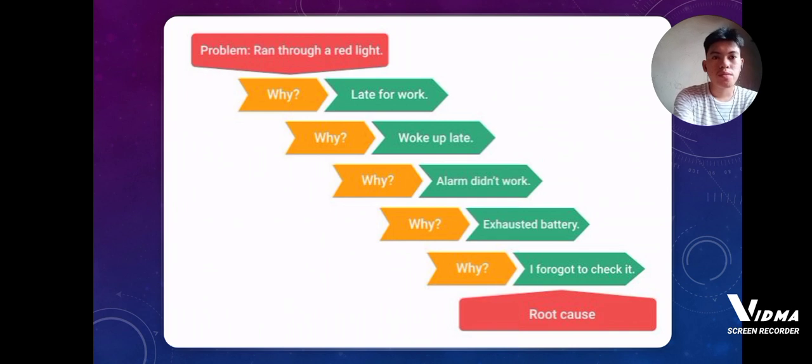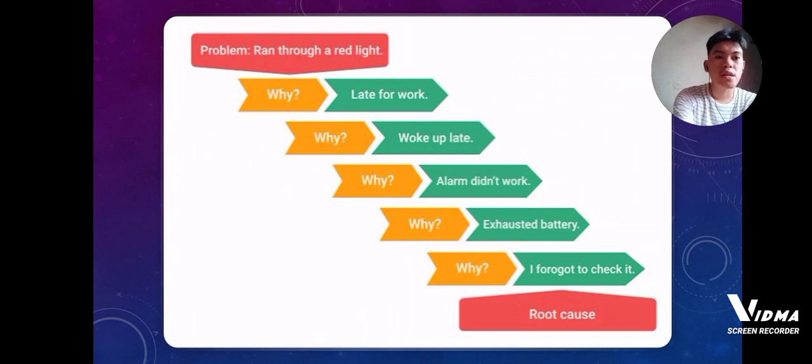So here we can see the problem: run through a red light. So the question is why? Late for work. So why did he become late for work? Because he woke up late. And why did he wake up late? Alarm didn't work. Why didn't the alarm work?